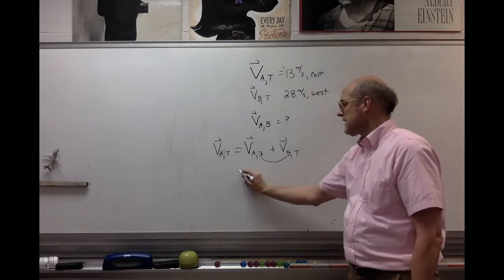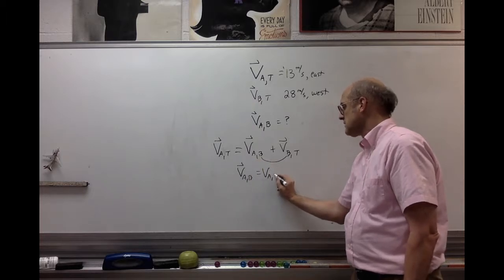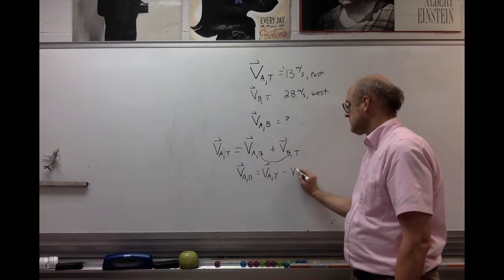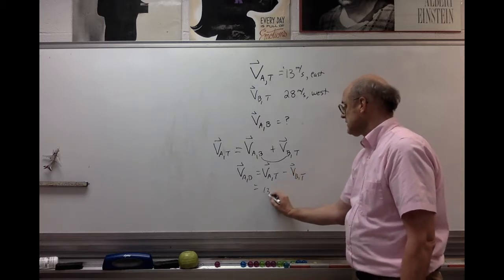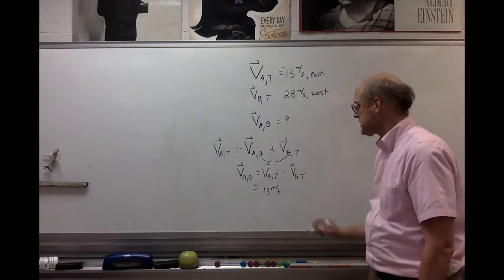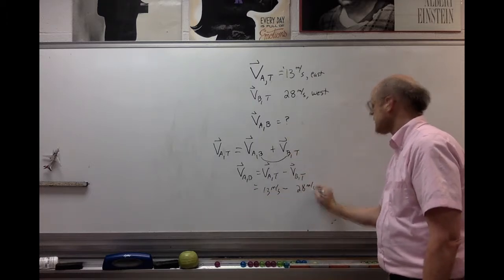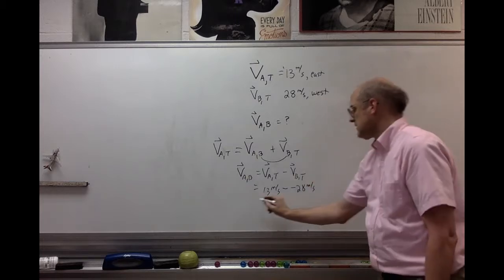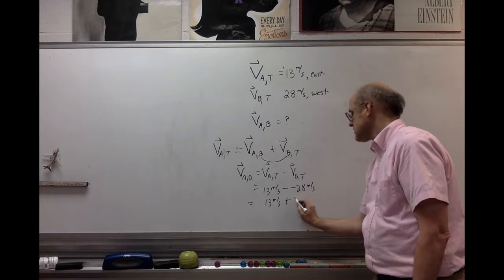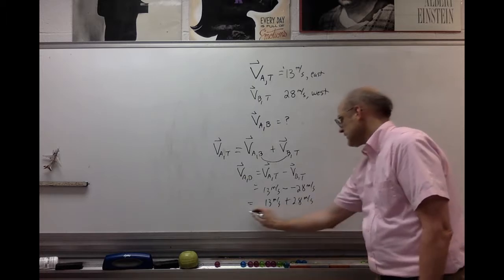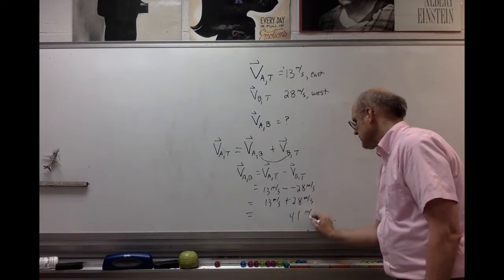So solving for VAB, we get VAT minus VBT. Or in other words, 13 meters per second east, that's positive, minus VBT, 28 meters per second west, so that's negative. So we really have 13 meters per second plus 28 meters per second, which is equal to 41 meters per second.